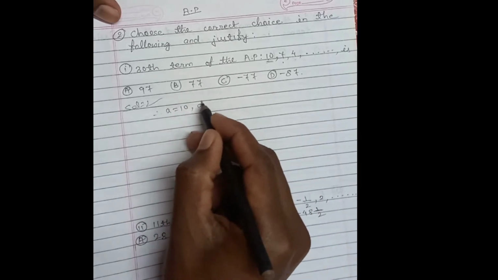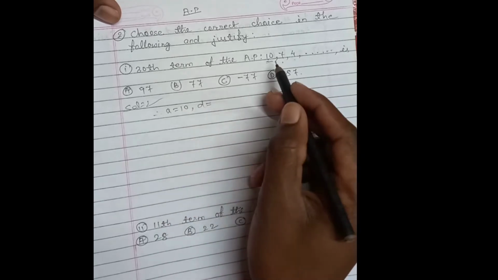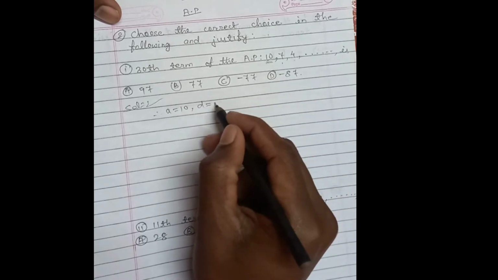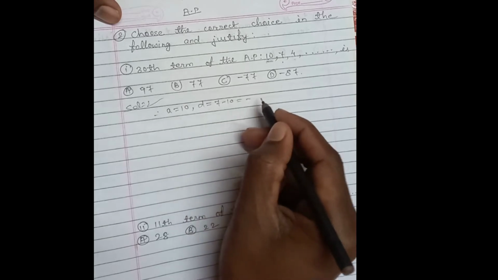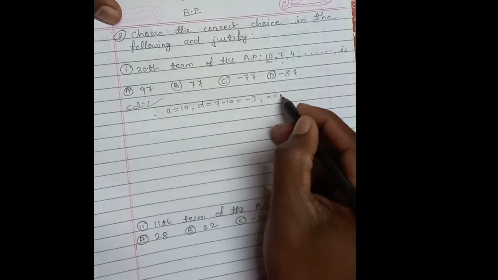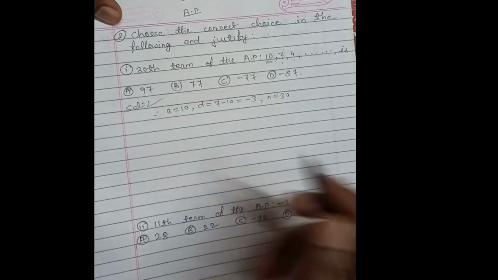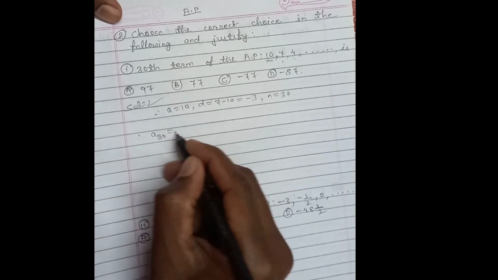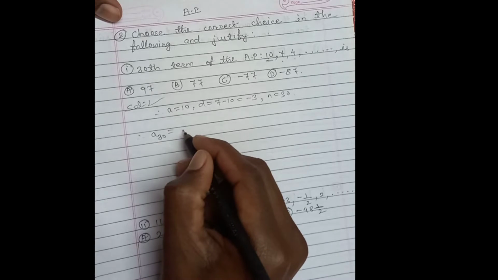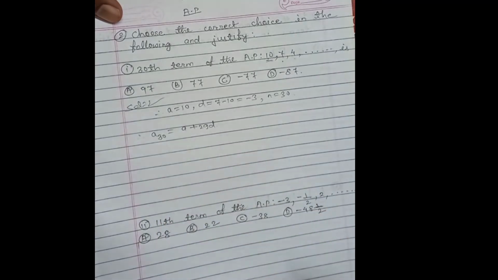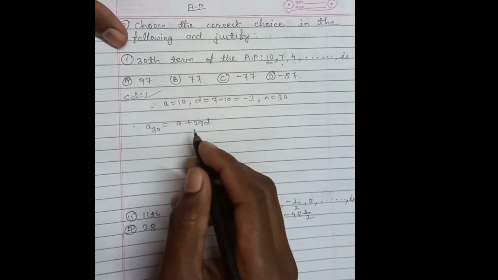Now we can easily find its common difference because the first term and second term are given. Our method to find the common difference is to subtract the first term from the second term. So we get minus 3, and our n is given, that means 30, and we know that A30 is the 30th term. So our formula is what? A plus 29D. We know that formula, so now we can solve it easily.